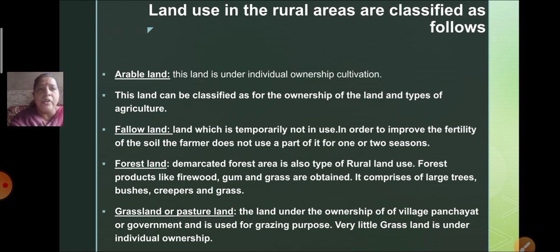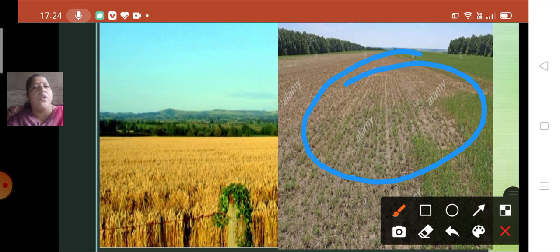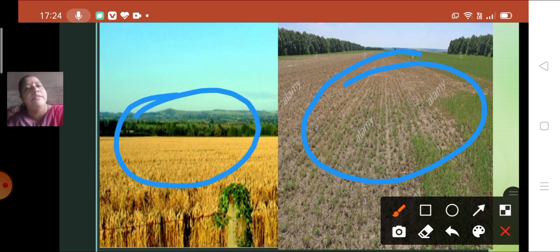The farmer does not use a part of it for one or two seasons. For one or two seasons the land is kept like that only, so that the land can regain its fertility. That land is called fallow land. Mainly on such fallow lands, the farmers do animal husbandry and keep the animals, so because of the animals the land slowly gains its fertility. For that reason the land is used. You can see in this picture, the second picture over here, this land is called fallow land. The previous part I had told you is arable land, and this is your fallow land.